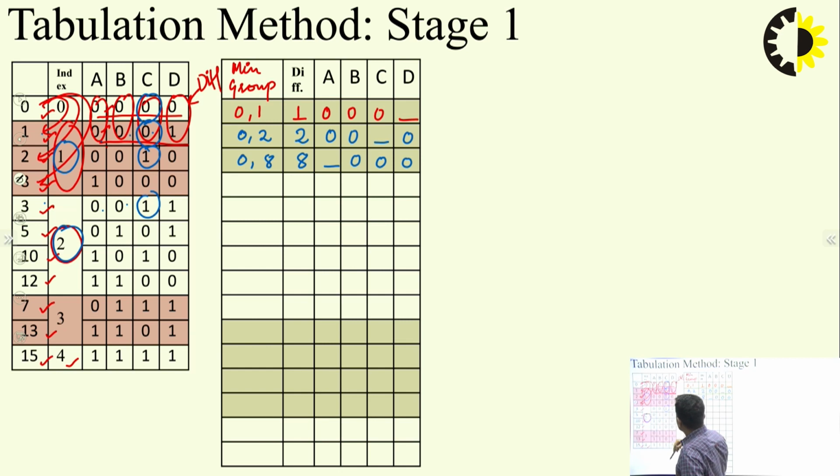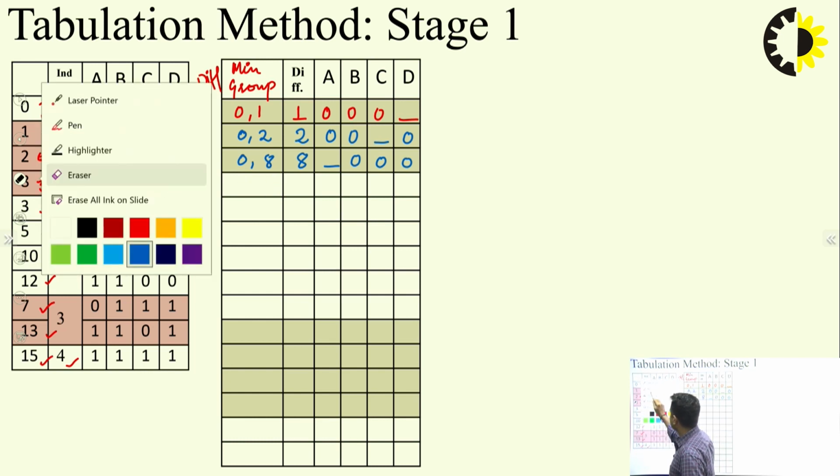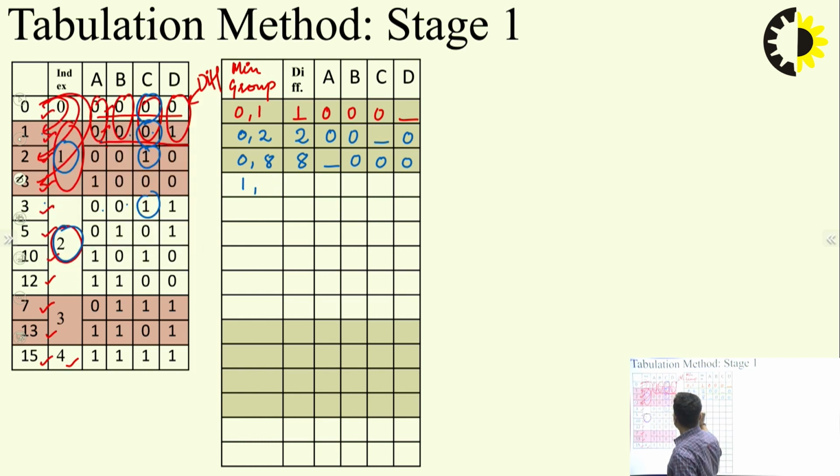So I am writing 1, 3. The difference is 2. So what will we be writing? 0, 0, dash, 1.